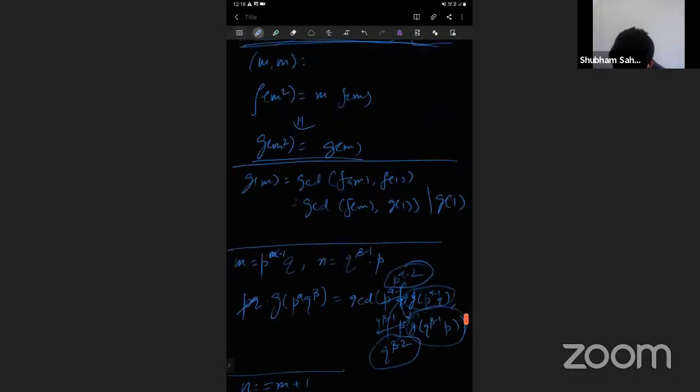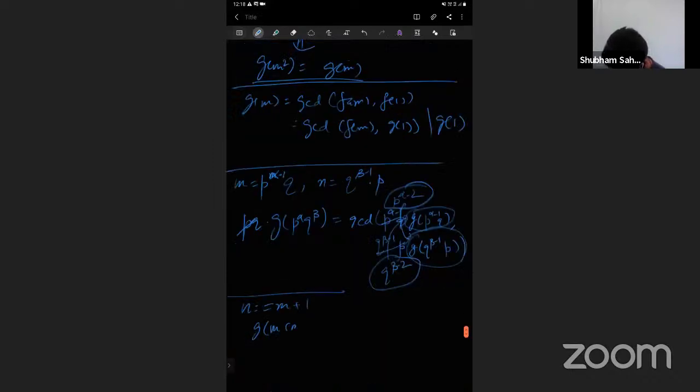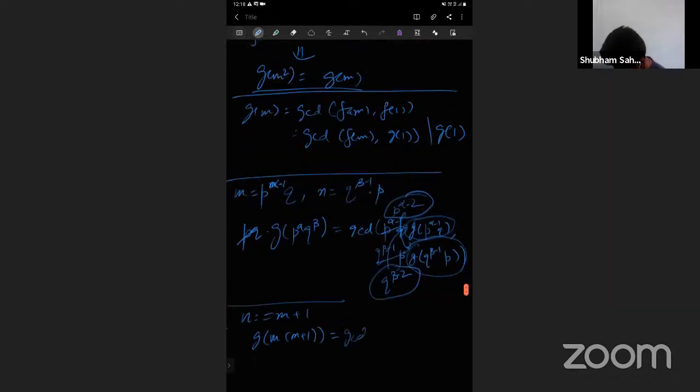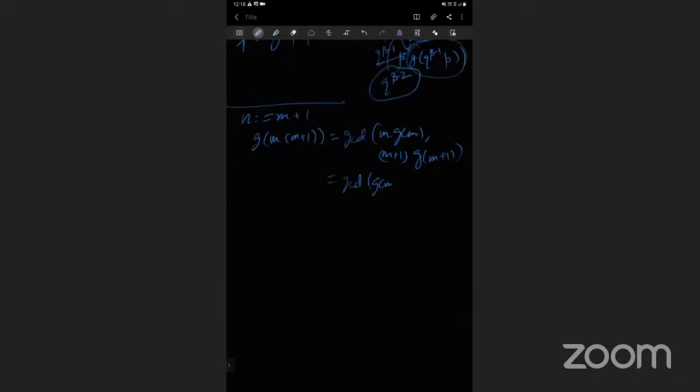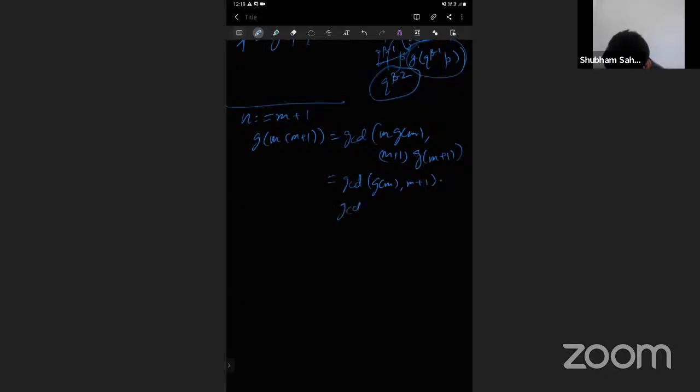So if you put that, then you just have g of m times (m plus 1) is equal to GCD of m g(m) and (m plus 1) g(m plus 1). Right. Now, since m and m plus 1 are coprime, it will just be GCD of g(m), m plus 1, times, okay, not times, I would say. Is it times? Yeah, I guess it is. It is times that, m, g(m plus 1). Is that something that's happening? Yes, it is. So we have something like this going on.